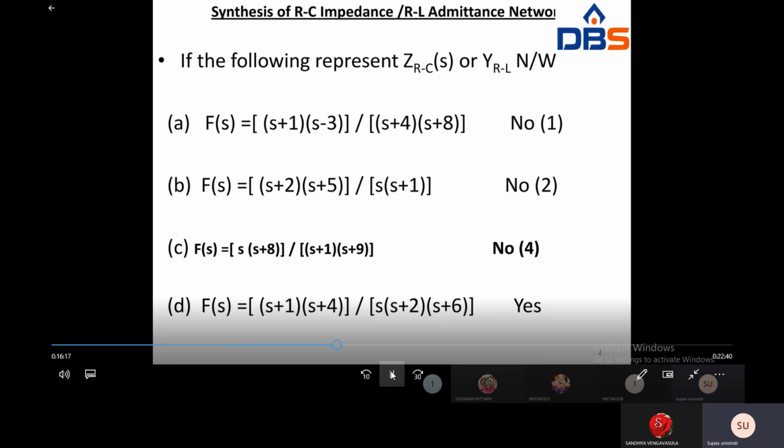For RL impedance and RC impedance, the same rules are followed and the same properties apply. The one thing that is different is that for RL impedance, the point nearest to the origin is a zero.